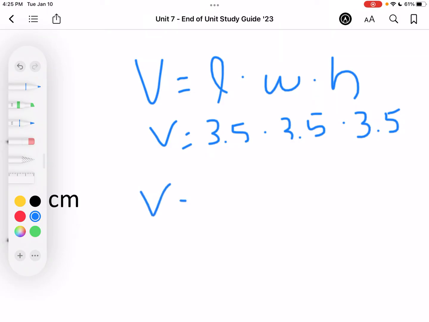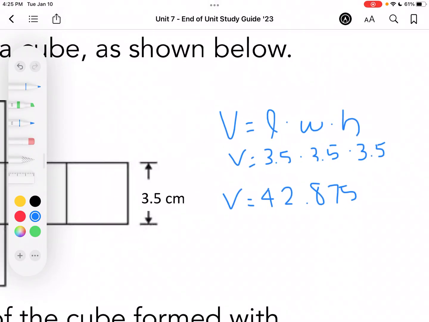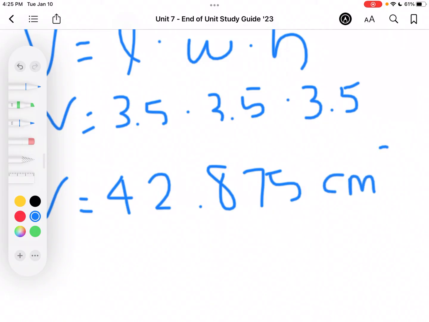I get a volume of, I better check that again, 42.875, and that's going to be centimeters cubed.